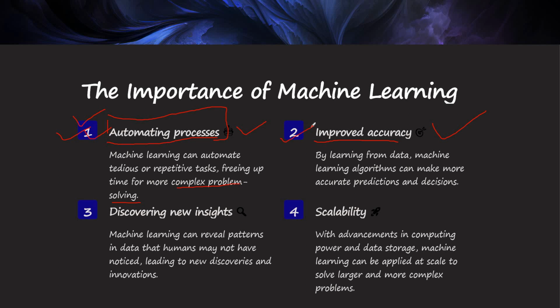On the other hand, machines have a tendency to make fewer errors than humans. So when we are training our machines to do a particular task, there are chances that our machine can give us fewer errors than a normal human being. So we can say that another important aspect of machine learning is that it can improve the accuracy of the result. As it is written here, by learning from data, machine learning algorithms can make more accurate predictions and decisions.